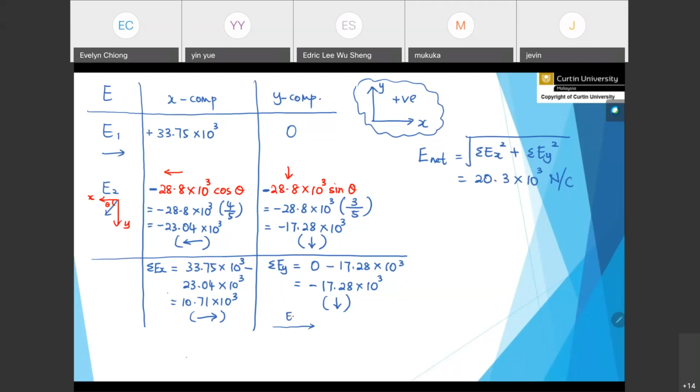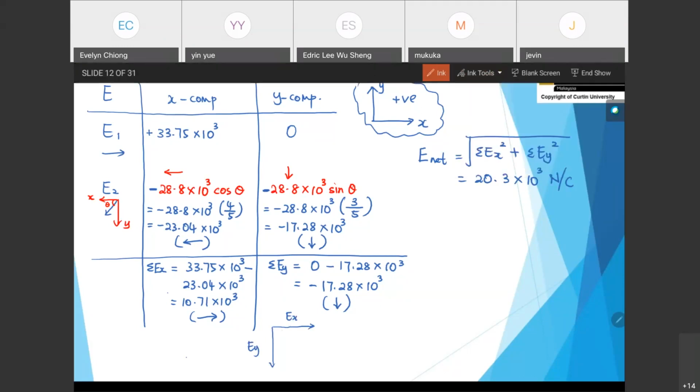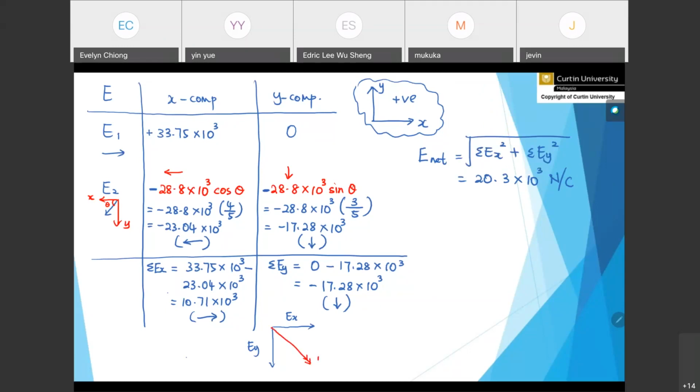This is your EX, pointing to the right, and your EY pointing downward. So where is your E net? E net has to be in between the EX and EY. So your E net will be here. If you want to get this angle, alpha will be shift tangent of EY over EX. Ignore the positive and the negative, just use the magnitude, and you will get the answer.